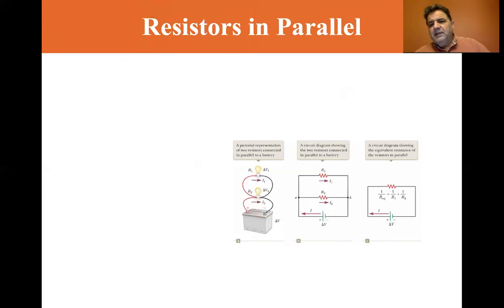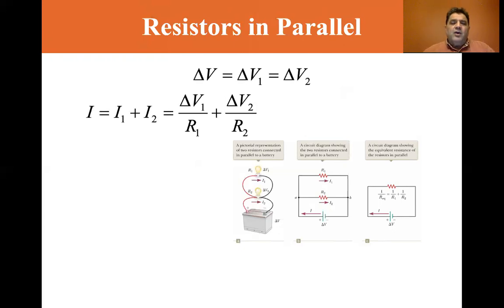And you'll see that in the third, and we'll get there, the reciprocal of the R equivalent is 1 over R1 plus 1 over R2. So let's look at this. Delta V equals delta V1 equals delta V2, so the voltage is the same across those resistors. Now the current, I, is equal to I1 plus I2, and delta V1 divided by R1 will give you I1, and delta V2 divided by R2 will give you I2.